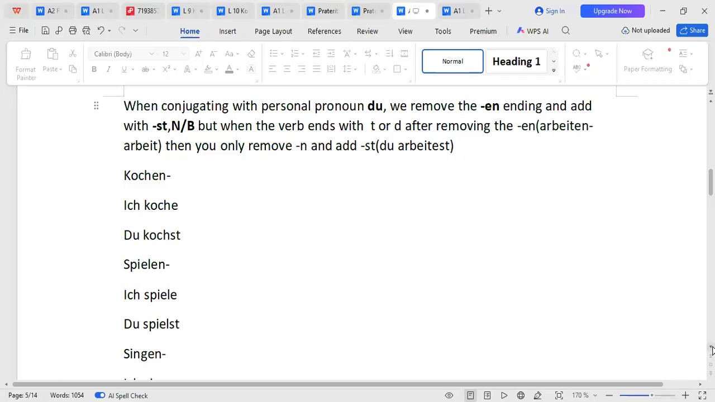I'm repeating. When conjugating with the personal pronoun du, which is you, we remove the en and add an st. But there is an NB there. When the verb ends with a te or a de, after removing the en, for example, arbeiten. Arbeiten means to work. So after removing the en from arbeiten, we are going to have arbeit. So the rule tells us then you only remove the n and add an st. So we have du arbeitest. You work. Du arbeitest.